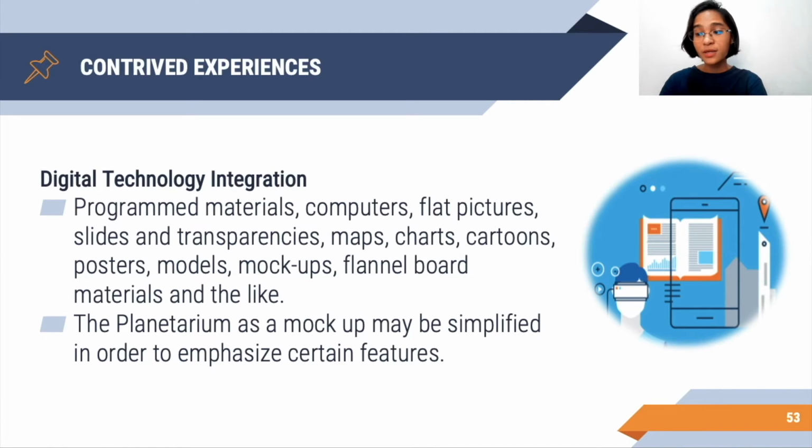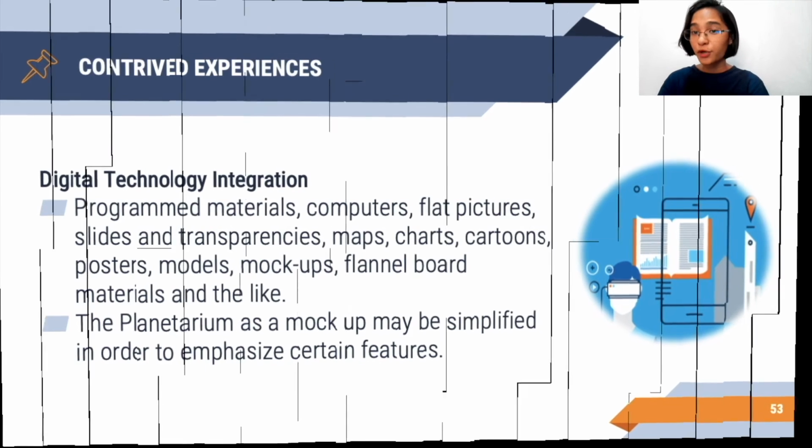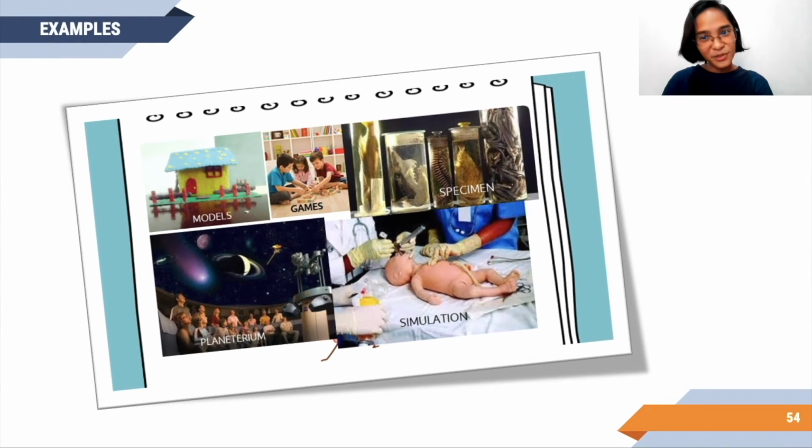So the planetarium as a mock-up may be simplified in order to emphasize certain features. It may be an economical reproduction of a complicated or costly device to be observed for learning purposes. These are the examples of contrived experiences. We have models, game, specimen, planetarium, and simulation.